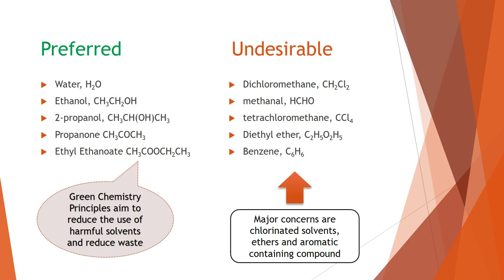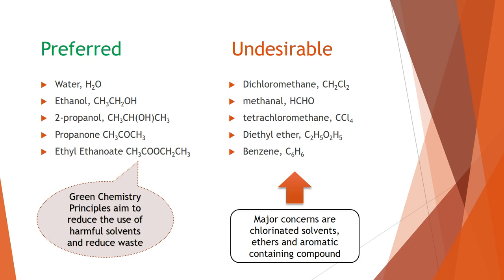So the preferred solvents, of course, are ones that are going to have less environmental impact and are safe for us to use. These are things like water, ethanol, propanol, well, 2-propanol in particular, propanone or ethyl ethanoate. These ones are safer for us to use. They don't have a lot of long-term toxicity, and they don't contain compounds like the halogens, like chlorine and things like that, which can be particularly bad. So we consider these alcohols and water to be much more desired in terms of designing a synthesis.